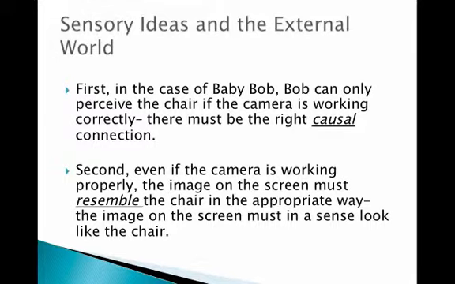And this leads to two important theses of representative realism. First, in the example of Baby Bob again, Bob can only perceive the chair if the camera is working correctly. There must be the right causal connection. Second, even if the camera is working properly, the image on the screen must resemble the chair in the appropriate way. The image on the screen must, in a sense, look like the chair.